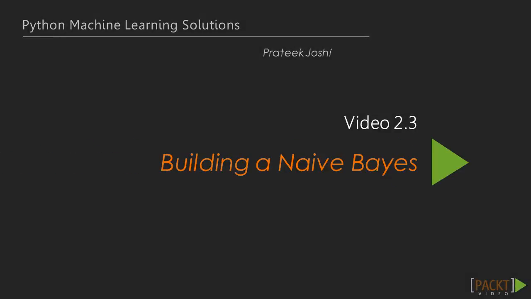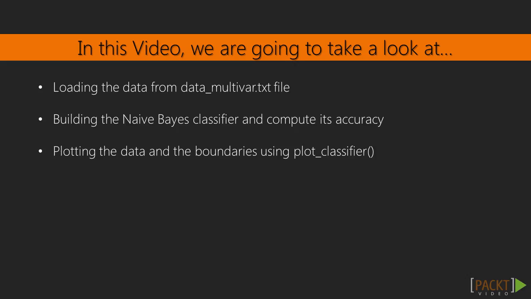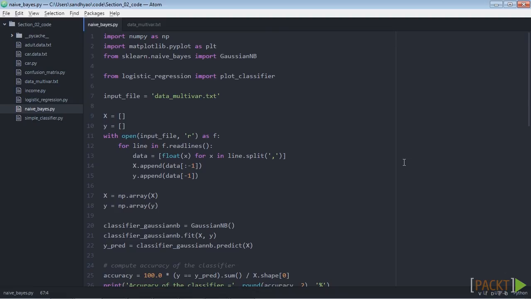In the previous video, we looked at building a regression classifier to classify our learning points. In this video, we're going to take a look at the use of Bayes' theorem to build a naive Bayes classifier. A naive Bayes classifier is a supervised learning classifier that uses Bayes' theorem to build the model. Let's go ahead and build a naive Bayes classifier.